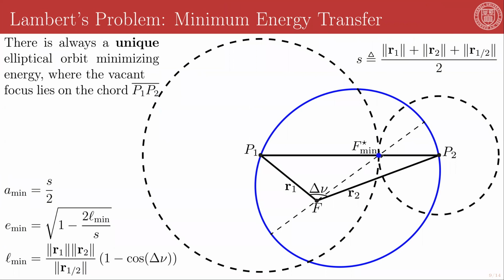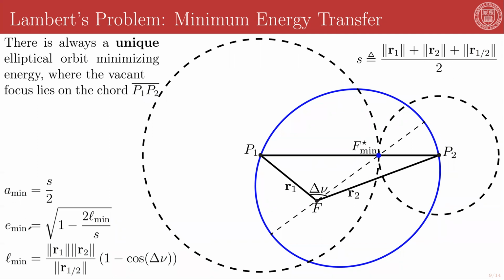And in this case, there is only one possible location of the vacant focus because these 2 circles will only touch at this one location. They will not have 2 separate intersection points. And therefore, we can calculate the semi-major axis of the transfer associated with the minimum possible specific energy of the transfer as a value S over 2, where S is the sum of the perimeter of this triangle divided by 2. So that's the vector R1, R2, plus the relative vector R1, rel2, all divided by 2.